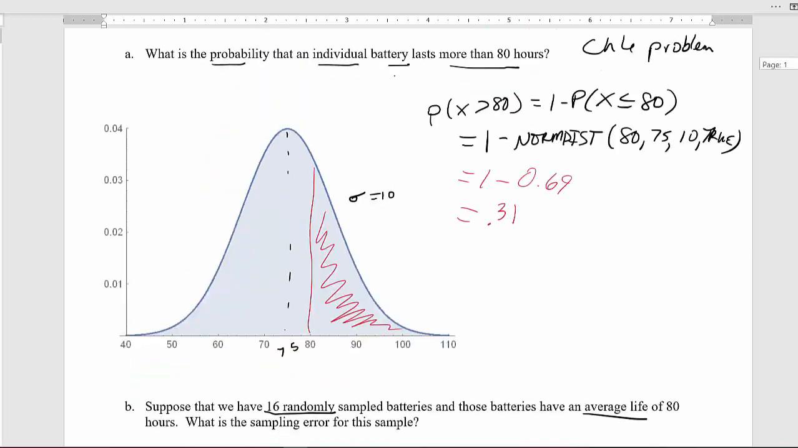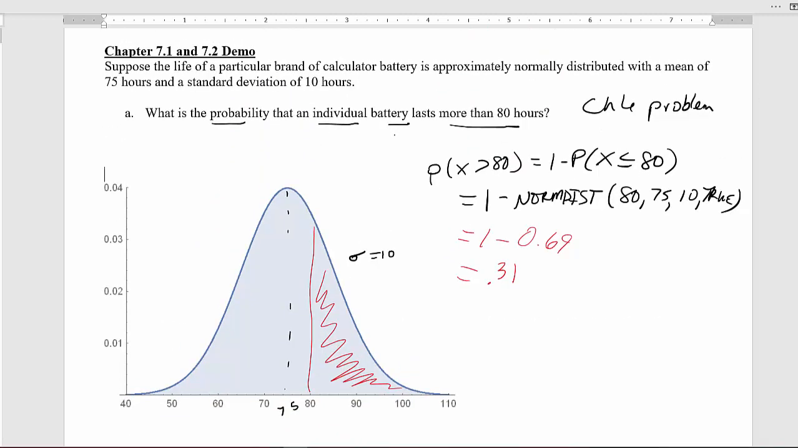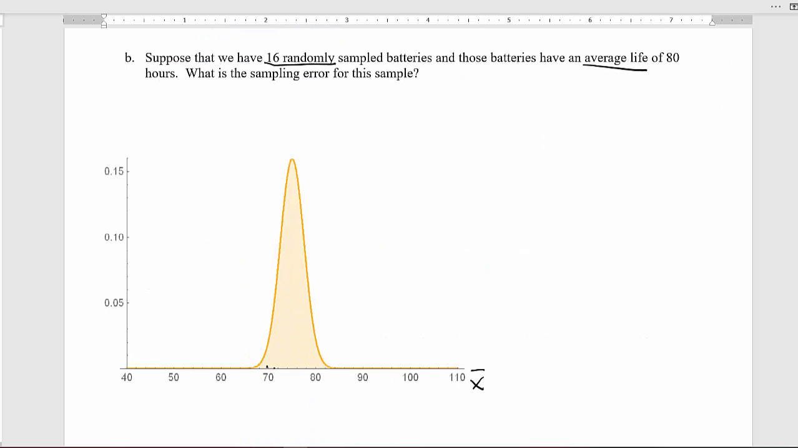We're grabbing those 16 batteries from across this distribution, and when we average them together, that average is likely to move much closer to 75, assuming a relatively representative sample of batteries. An important concept we need to understand is the concept of sampling error. Sampling error is really just how far off an individual sample statistic is from the alleged true value. So how far away is a sample average from the true population value?